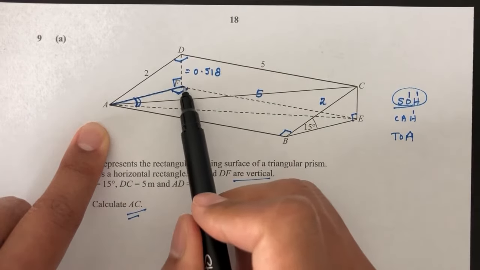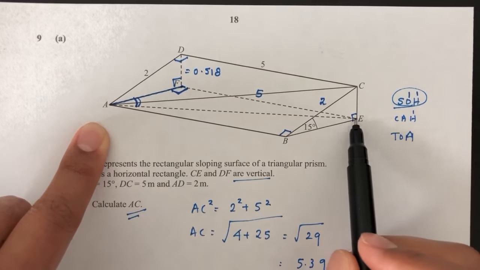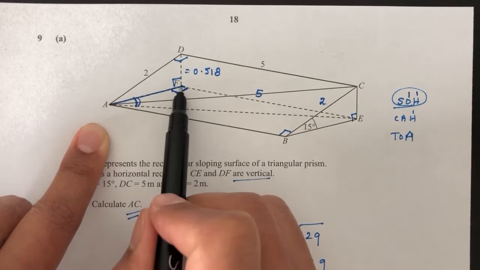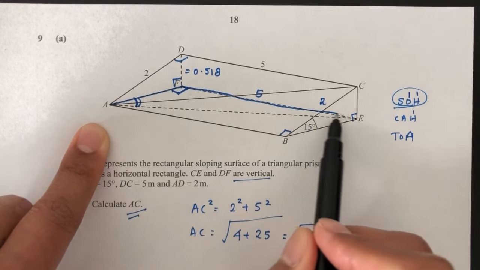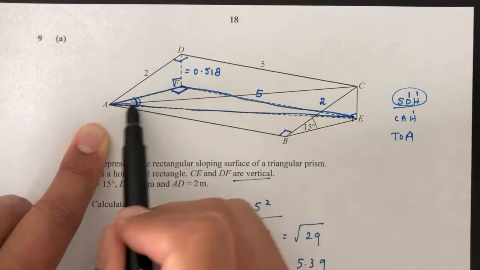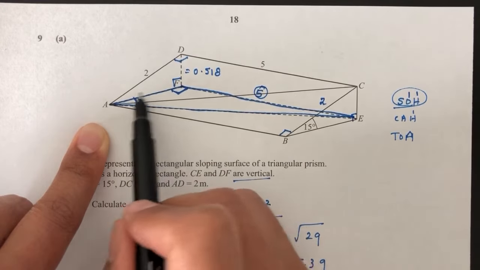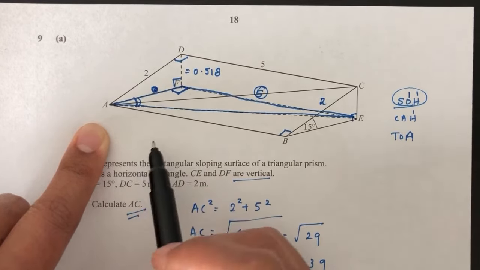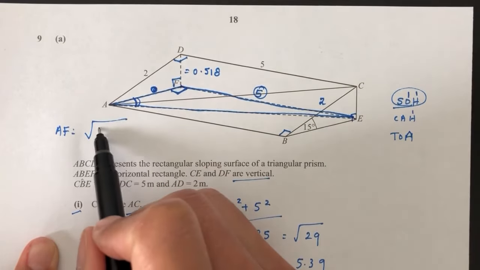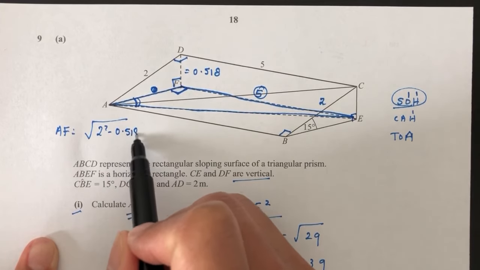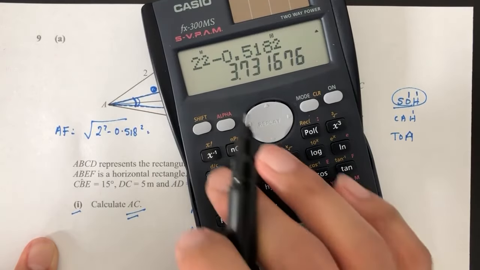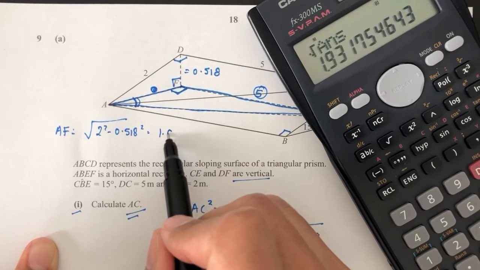So this is a right angle, as you can see. AFE is a right angle triangle, and you know this side. Let's connect that. It's a pretty bad drawing, but I hope you get the idea. The base is a right angle triangle. We know one side, we're trying to find this side. So what is this side? AF. Let's find AF. So AF will be, as you can see, the square root of 2 squared minus 0.518 squared. So 2 squared minus 0.518 squared, square root, that will be 1.93.